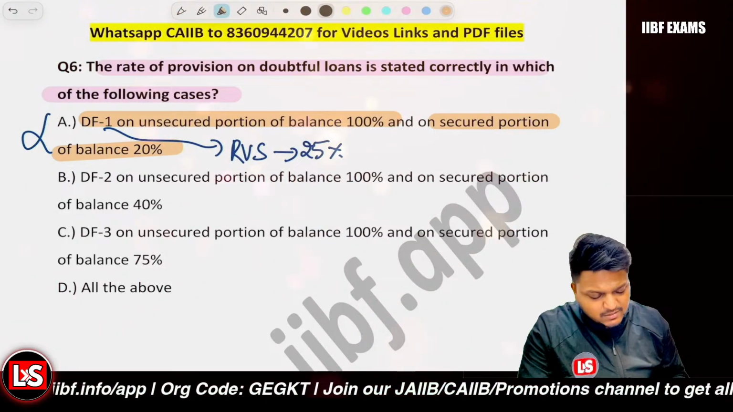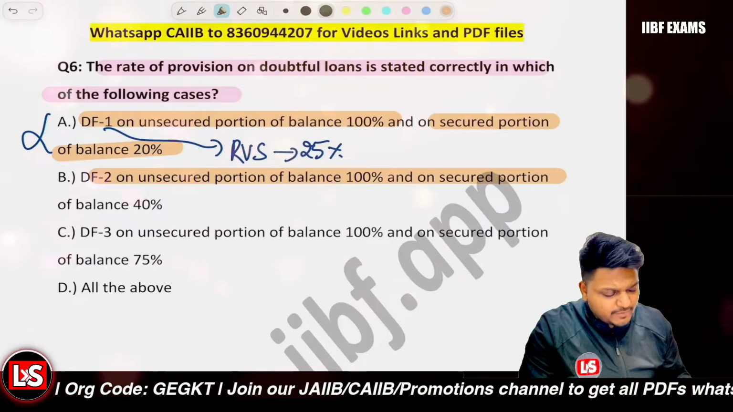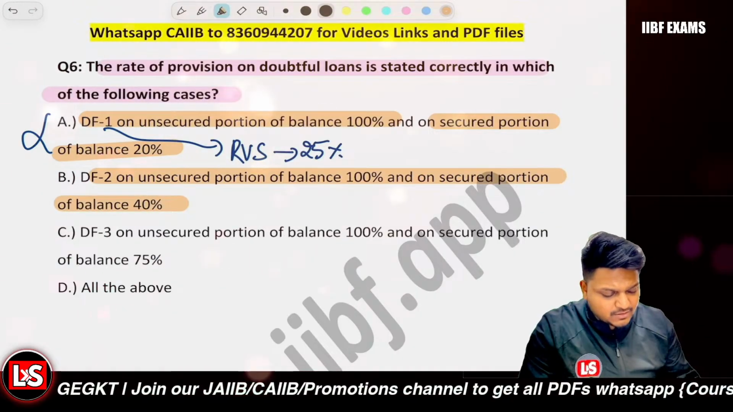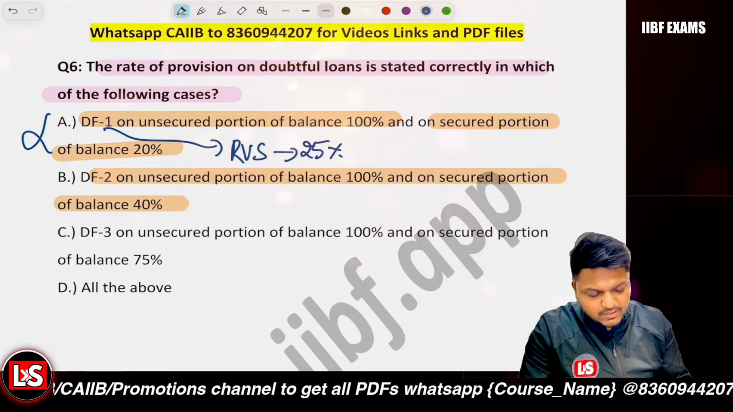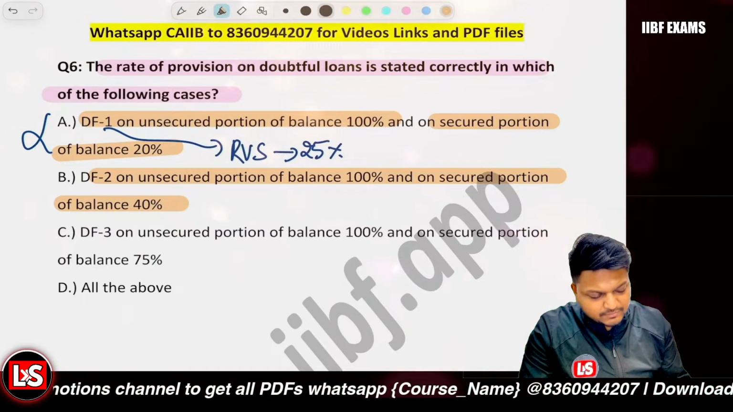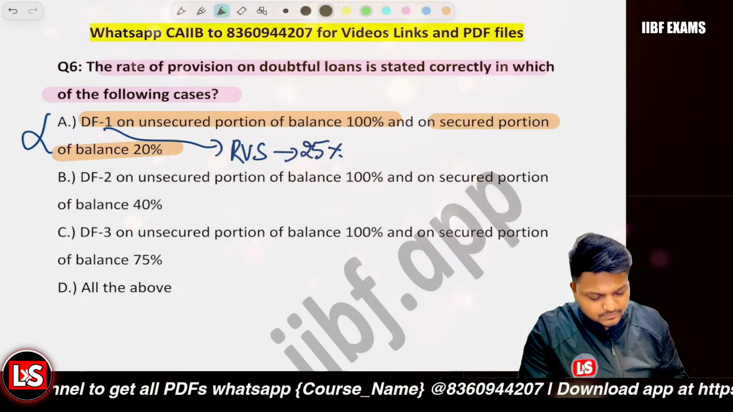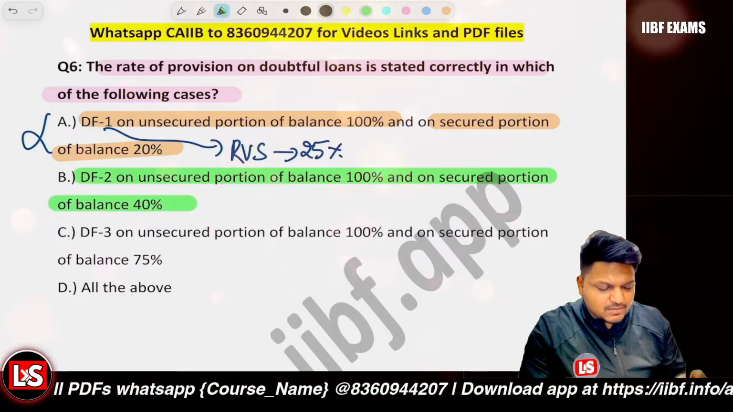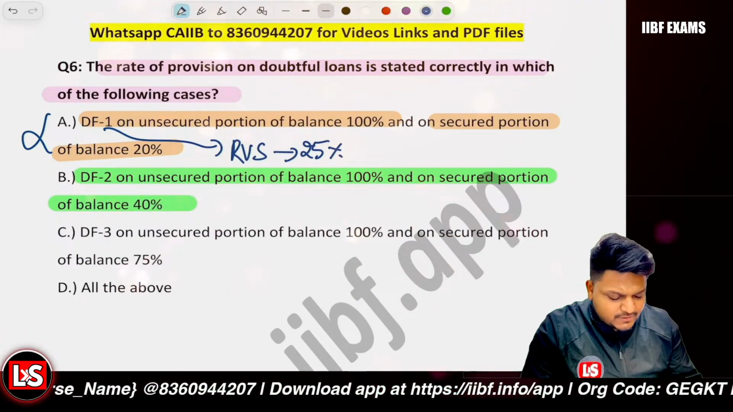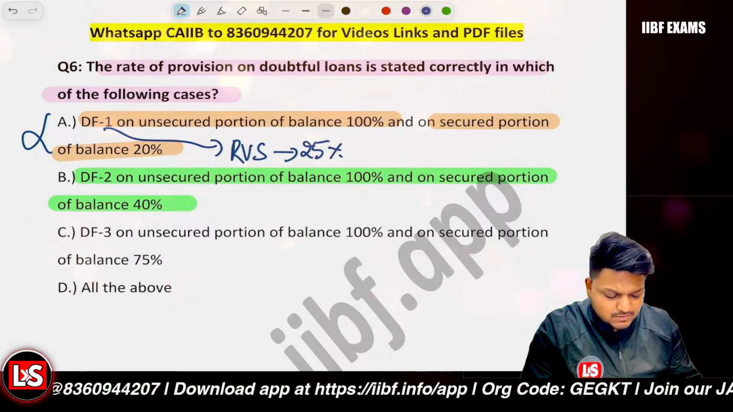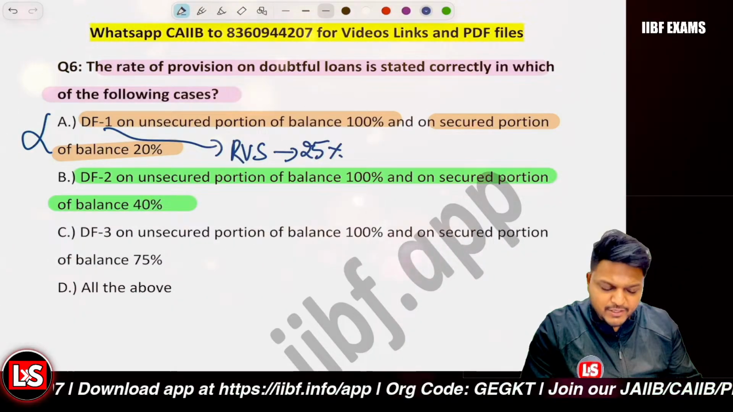Option B says for DF2 unsecured portion 100%, secured portion 40%. This one is absolutely correct. So option B is correct. For the secured portion, it is 40% on the RVS, and for the shortfall, it is 100%.